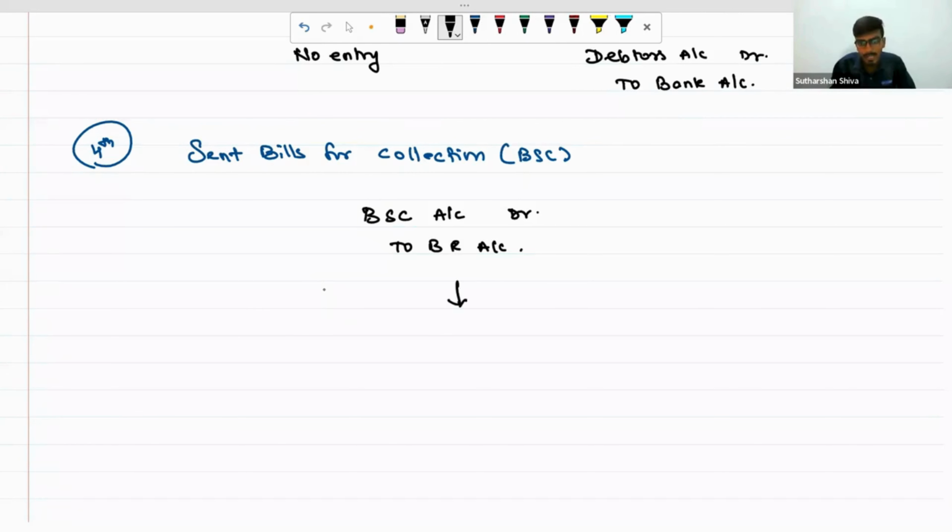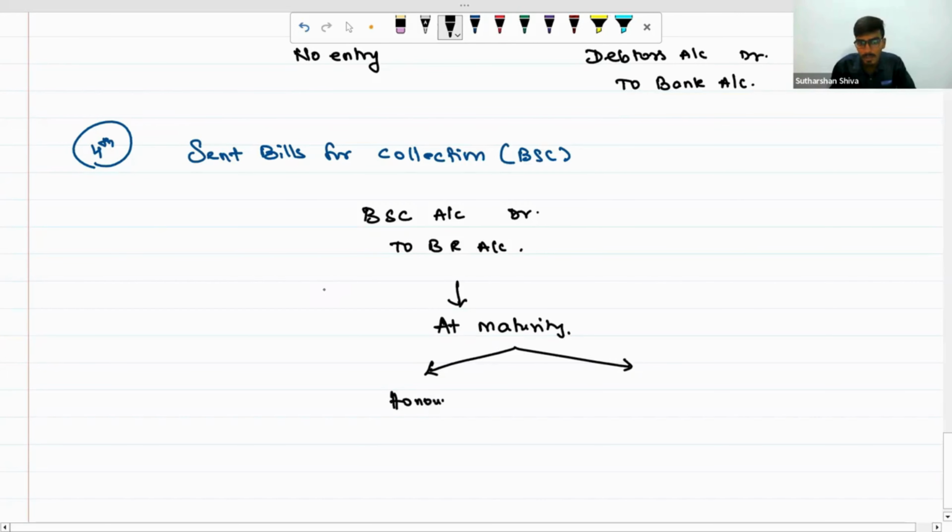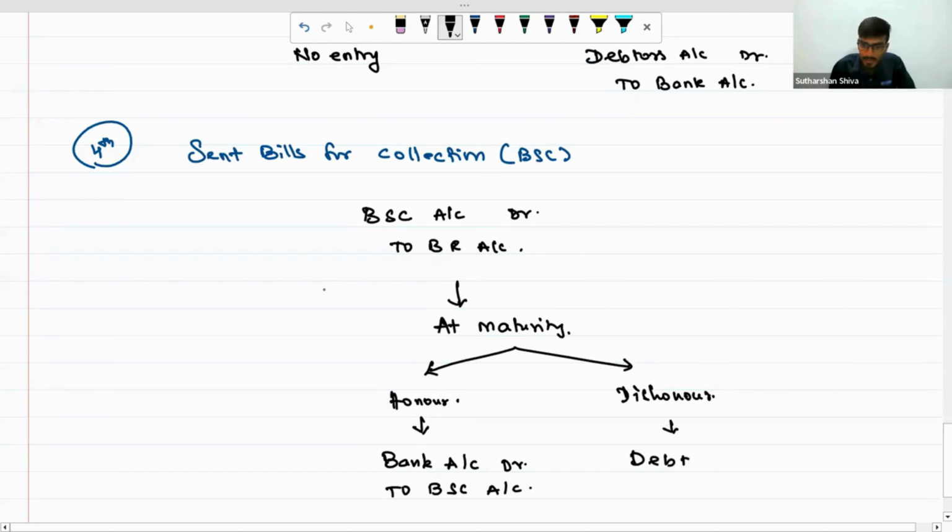At the time of maturity, there will be two possibilities, as you know: one is honor, one is dishonor. On honoring the bill, I will pass an entry. I received my cash in my bank account, so my bank account balance will increase. The balance which I created in the bill sent for collection account will be canceled out. And if it is dishonored, I reverse my entry: debtors account debit to bill sent for collection account.